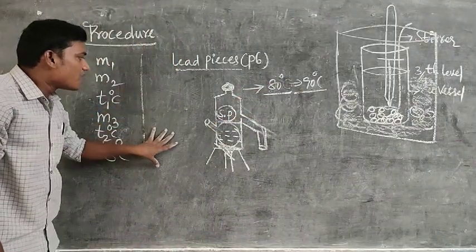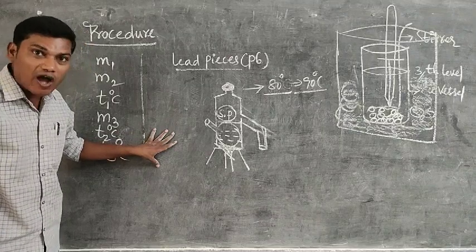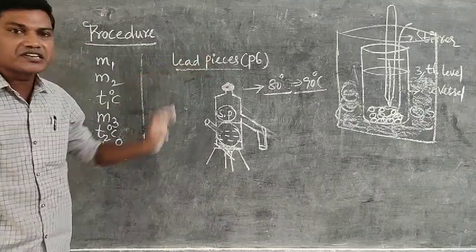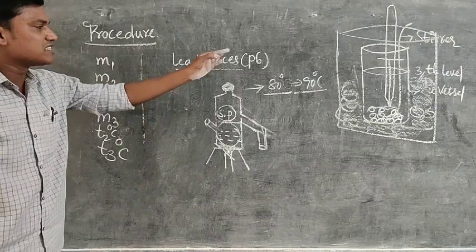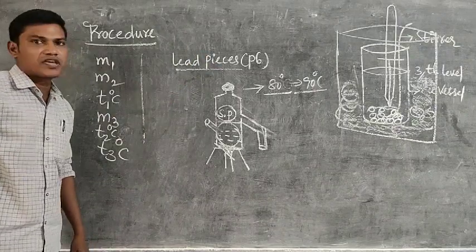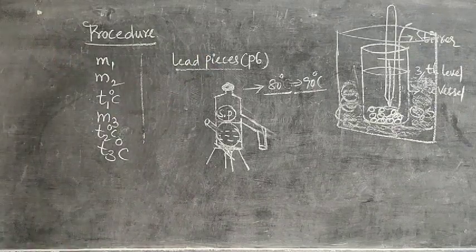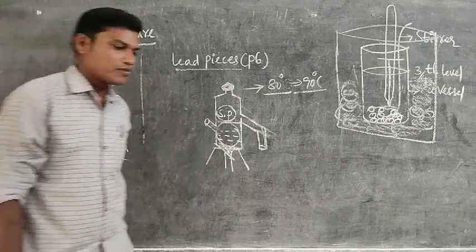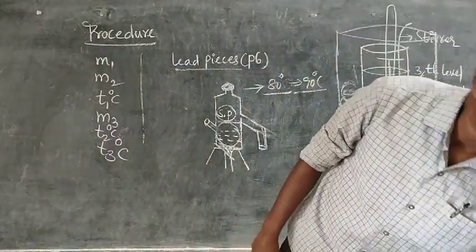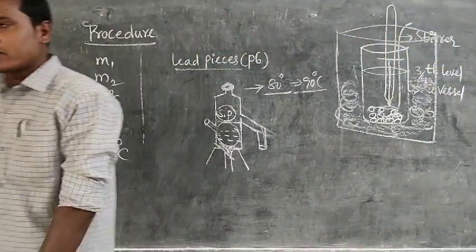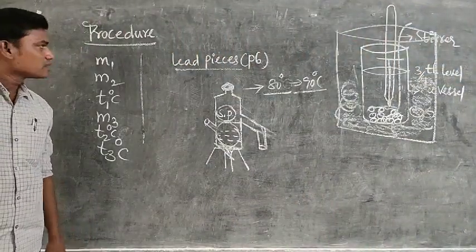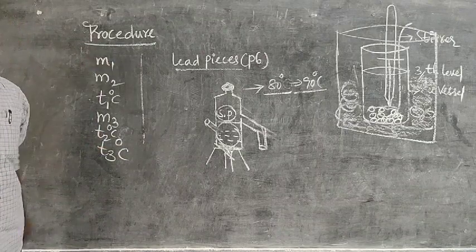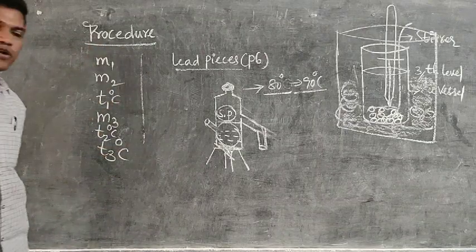This is the method we can follow for finding the specific heat of a solid by using the calorimeter. So once again, listen, in what way? I will do it once more and explain the procedure involved in this process.